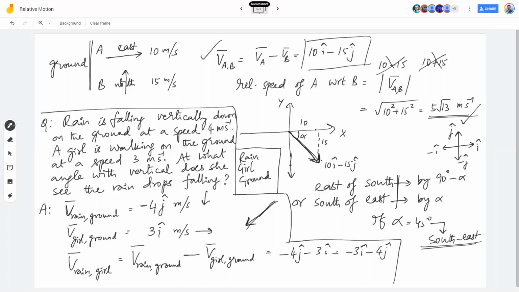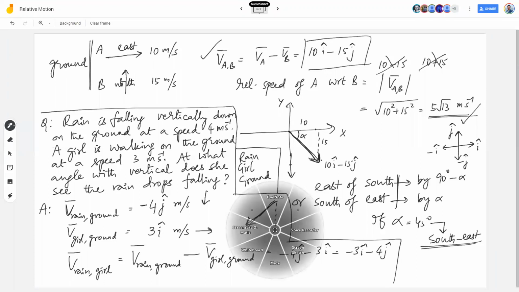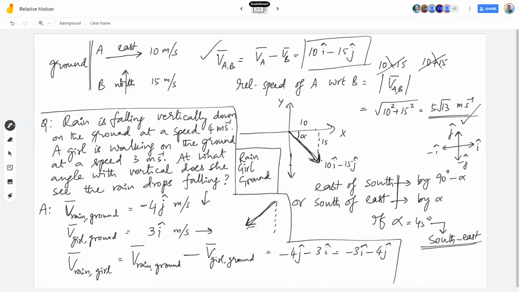That vector can be drawn with two components, perpendicular components. This is the vertical component, this is the horizontal component. Clearly, vertical component is 4 units long, horizontal component is 3 units long. i cap and j cap down. i component is 3, j component is 4. They are asking you to find the angle made by that vector, theta. They are asking you to find theta from the diagram. That's all. That's the question.